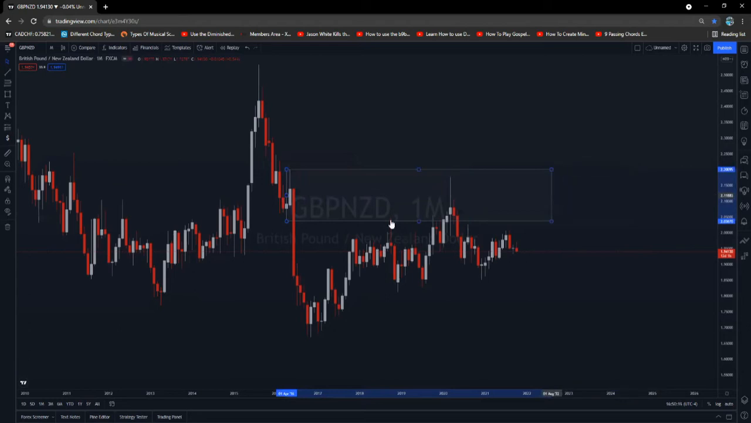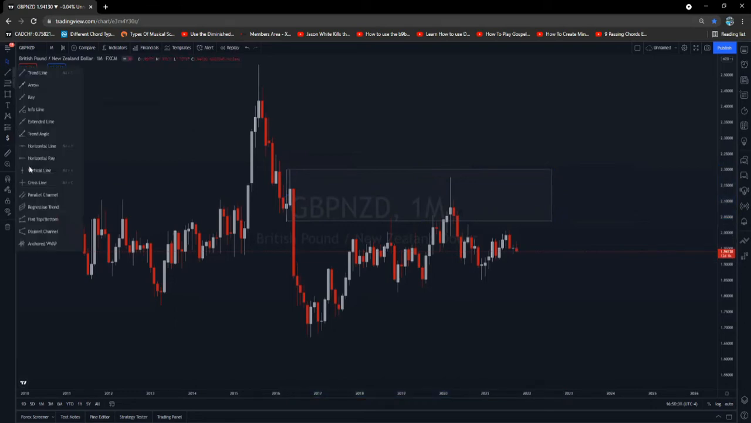It's already been tested twice, meaning if we get a third test on it, it's probably going to be low probability. Chances of the market breaking through that area is very high. Also, another piece of information is that we have liquidity over here.